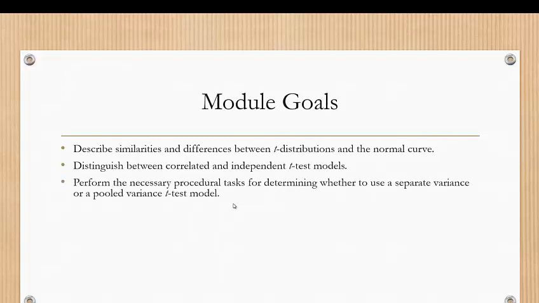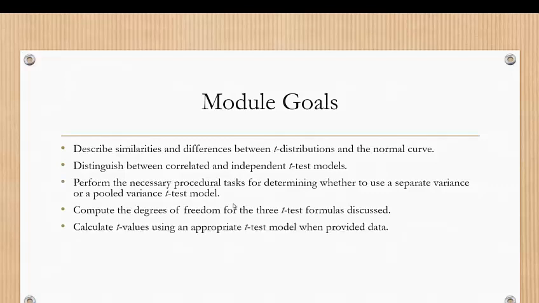Perform the necessary procedural tasks to determine whether to use a separate variance or a pooled variance t-test model. That was our F-test that we used, dividing the larger variance by the smaller one. Compute the degrees of freedom for the three test formulas discussed. Calculate t-values using an appropriate t-test model when provided. We didn't actually calculate them. Now we use Excel to do that for us.